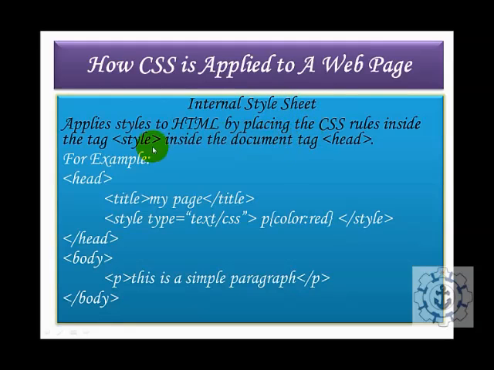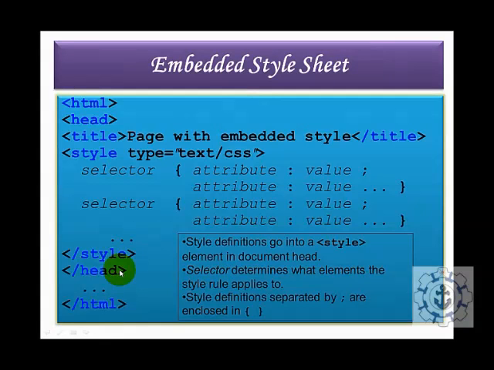So we want to use a style tag. It's an internal style sheet, within the same page. Inside the head, after the title, you want to define your style: style type equal to text/css. I'm going to define the style for the paragraph, and you can apply this in the body section.